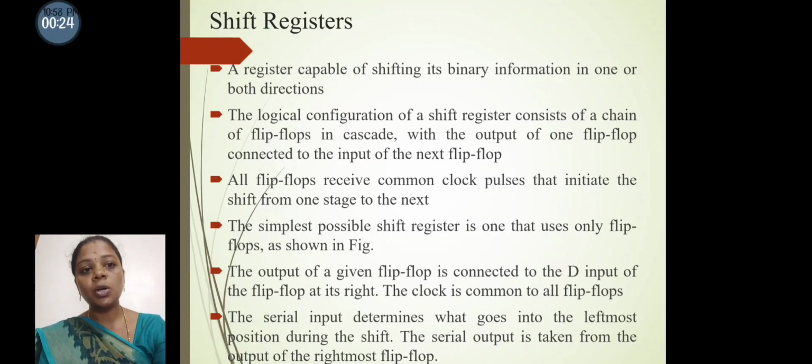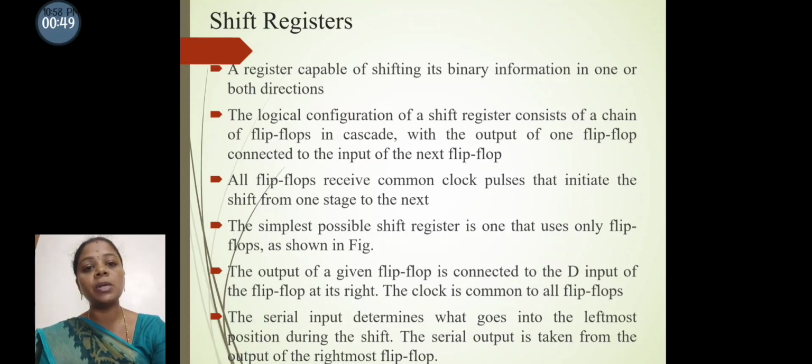The logical configuration of a shift register contains a chain of flip-flops connected in cascaded form. That is, the output of the first flip-flop is connected as input to the second one, and it goes on up to the number of flip-flops, or the size of the register. All flip-flops receive a common clock pulse that initiates the shift from one stage to the next one.